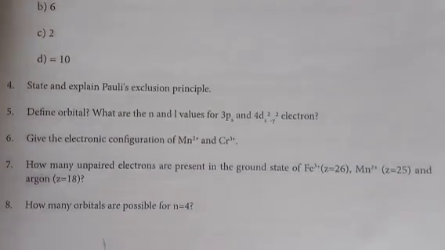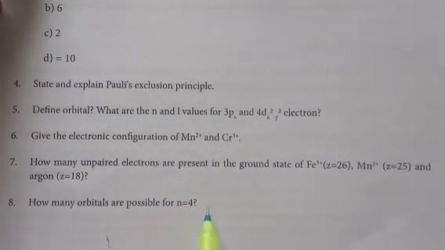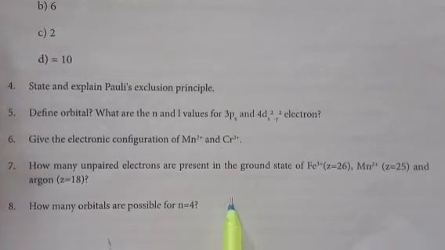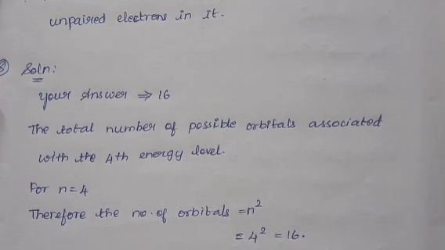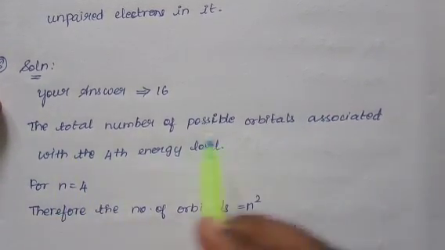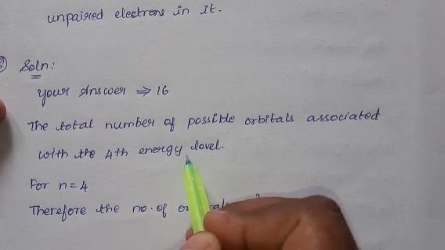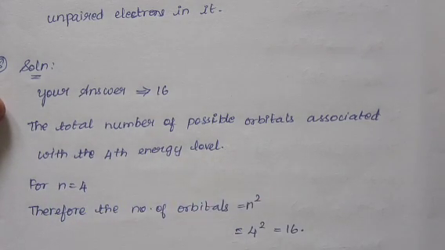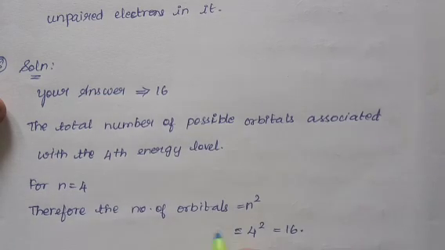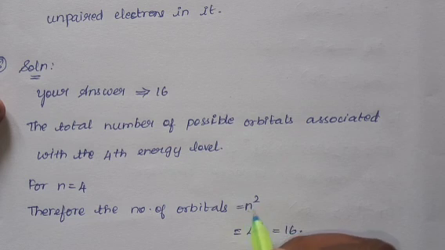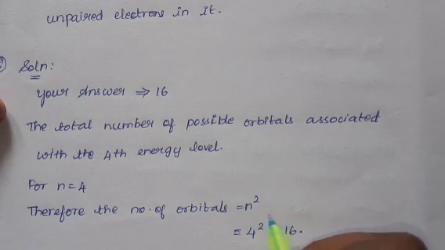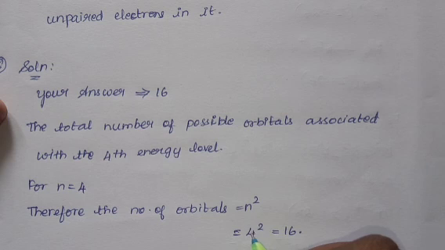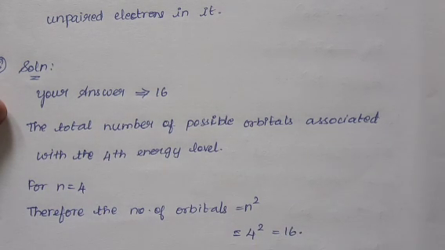Next, 8th question. How many orbitals are possible for n is equal to 4? So, the answer is 16. How is that? See, the total number of possible orbitals associated with the fourth energy level, n is equal to 4. We know that the number of orbitals is equal to n square. So n square, the n value is 4, and 4 square gives 16. So 16 is the answer.